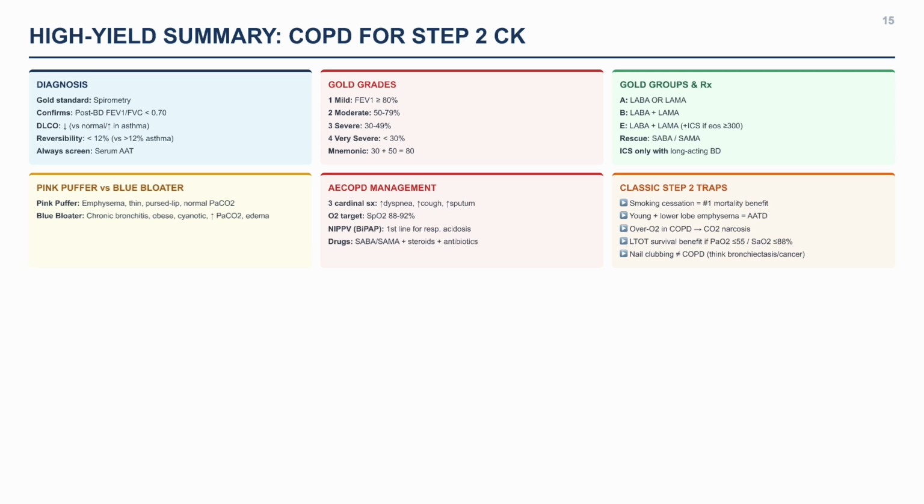Finally, the classic Step 2 traps. Smoking cessation is the number one intervention for survival. A young patient with lower lobe emphysema, think AATD. Overoxygenation in COPD can cause CO2 narcosis. LTOT improves survival only when PaO2 is 55 or less, or SaO2 is 88% or less. And nail clubbing is not a feature of COPD. Think bronchiectasis or lung cancer instead.